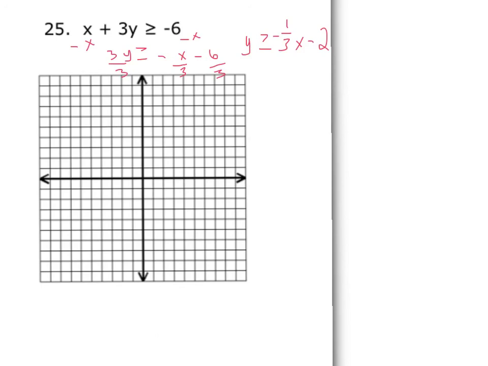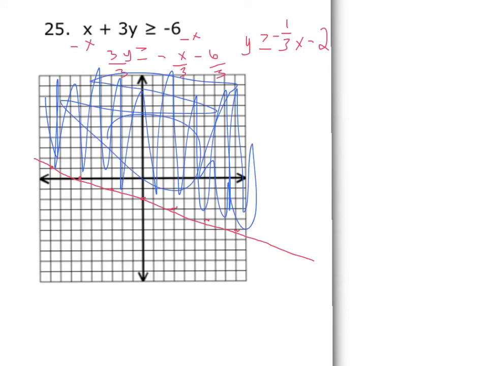So now I can graph it. Negative 2 is our starting point, and our slope is negative 1/3. So I'm going to go ahead and fill that in, move along, then work backwards. And it is a solid line because it's equal to. So I'm going to use a solid line, and we see that the values of y are greater, so we will shade the area above the line. All right, so it's all of this.